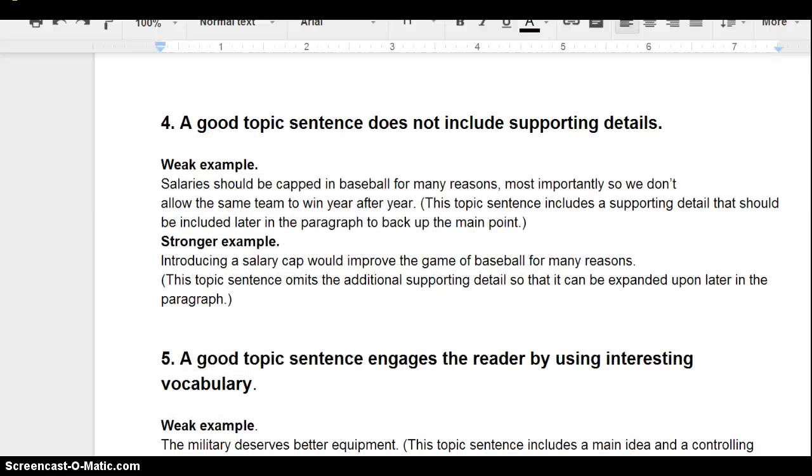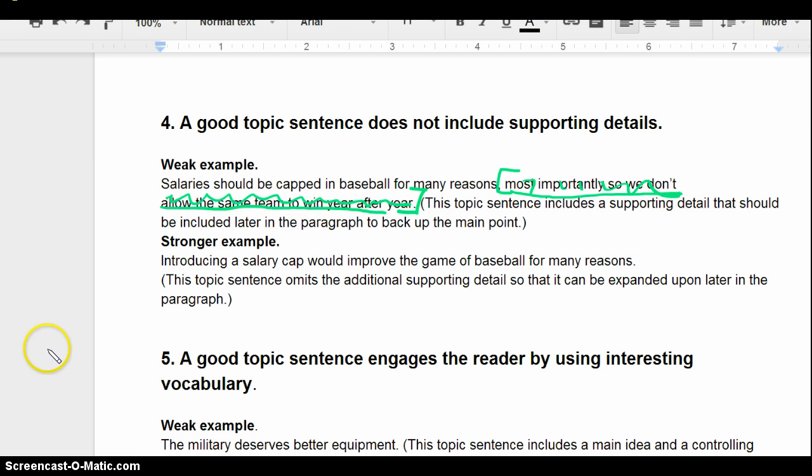This one is a good topic sentence does not include supporting details. You're going to want to save your supporting details for when you get into the actual supporting sentences. So let's take a look. Salary should be capped in baseball for many reasons. Most importantly, so we don't allow the same team to win year after year. Okay, this right here is what we would call a supporting detail. This could be an entire sentence, maybe even with some statistics about, in terms of baseball, teams like the Yankees, who have more money than a lot of other teams. This is getting way too nuanced for a topic sentence.